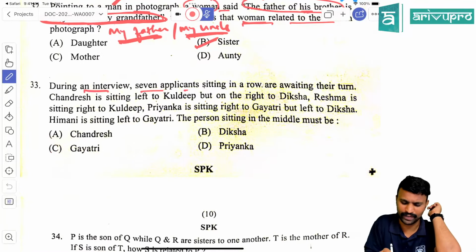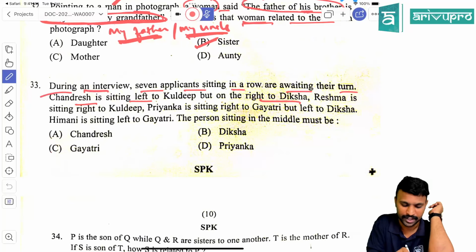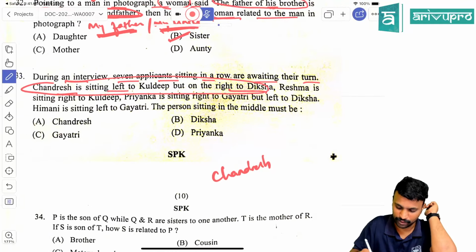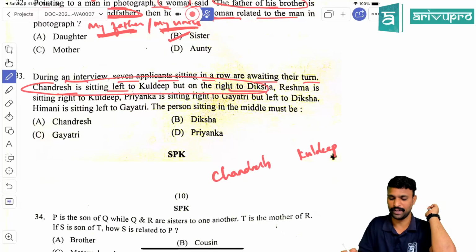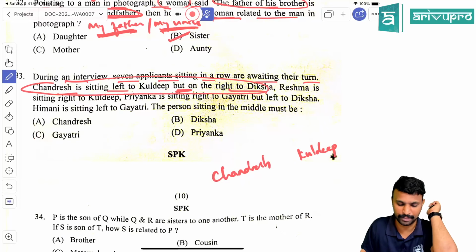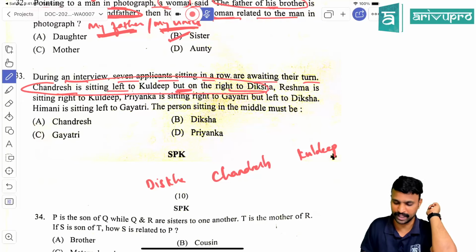During an interview, 7 applicants sitting in a row are awaiting for their turn. Chandresh is sitting to the left of Kuldeep but on the right of Deeksha. Chandresh is to the left of Kuldeep, on to the right of Deeksha. So Chandresh, they are talking about. Chandresh is left of whom? Left of Kuldeep. Leave a space and mark because there could be someone sitting between Chandresh and Kuldeep. We don't know. And but refers to which person? First person only, to the right of Deeksha. That means Deeksha is to the left of Chandresh. That means Chandresh is right of Deeksha.